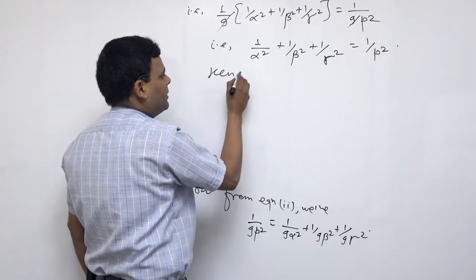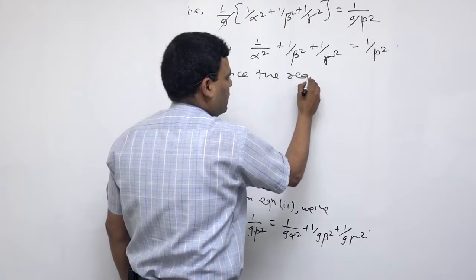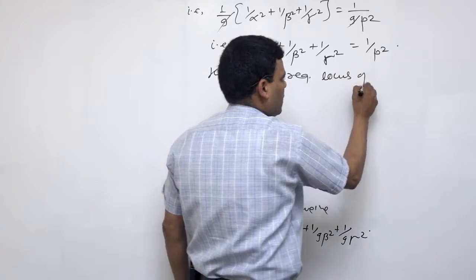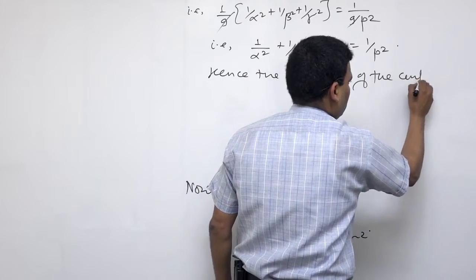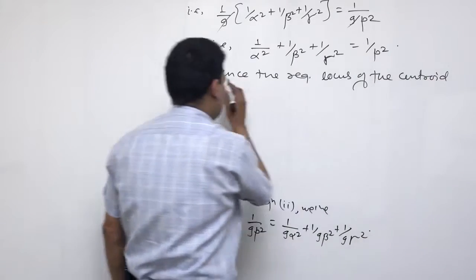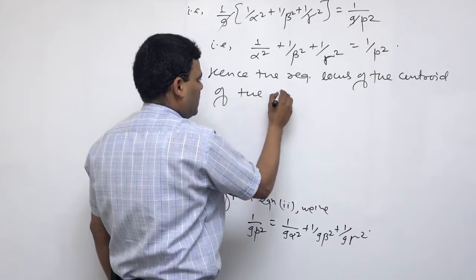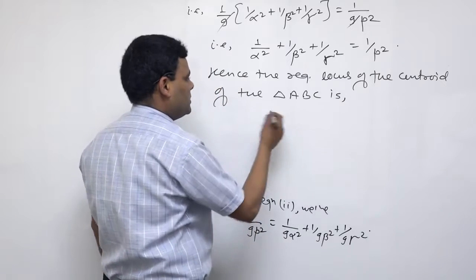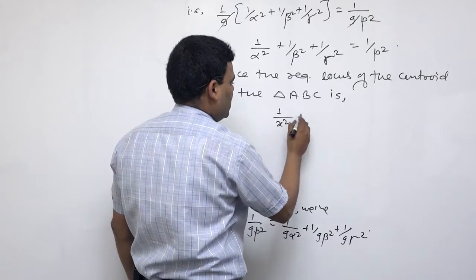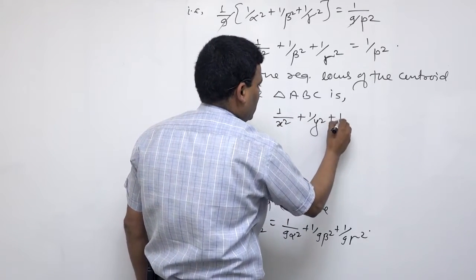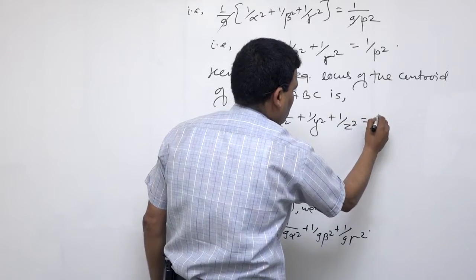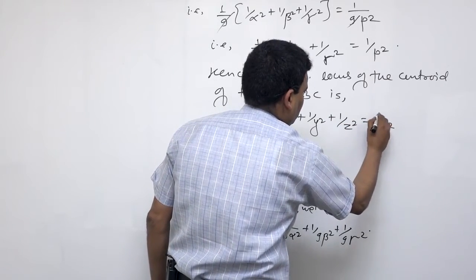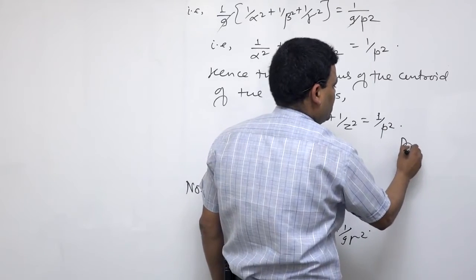Hence the required locus of the centroid of the triangle ABC is 1 upon x square plus 1 upon y square plus 1 upon z square equals 1 upon p square. This completes the proof.